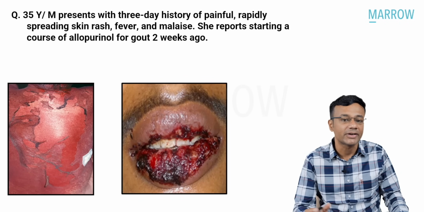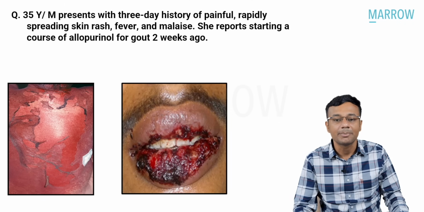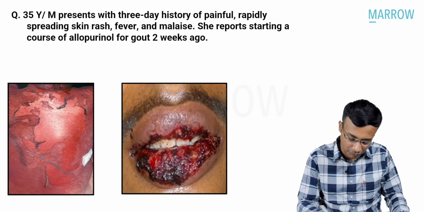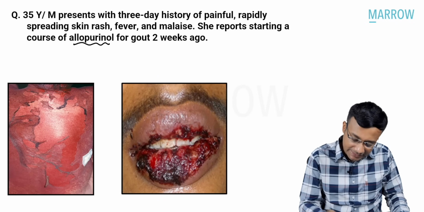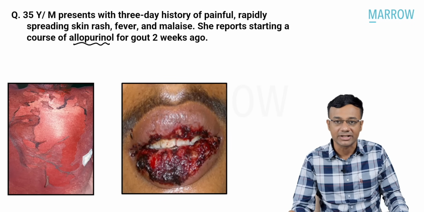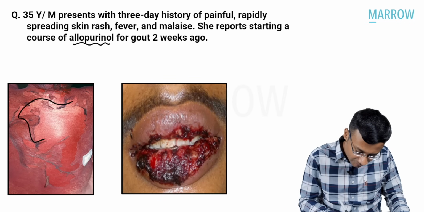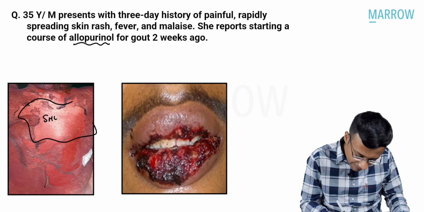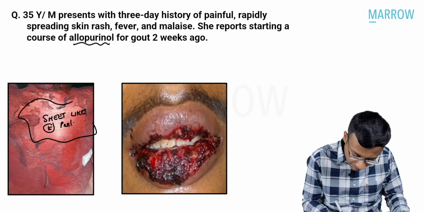Next, we move on to a 35-year-old male who presents with a 3-day history of a painful, rapidly spreading skin rash, fever, and malaise. Reports of starting a course of allopurinol for gout. So there is a drug here. There is a rapidly spreading skin rash here. If you look at the rash, what is this called? This is called sheet-like epidermal peeling. So you can see the epidermis is peeling here, the sheet-like epidermal peeling.